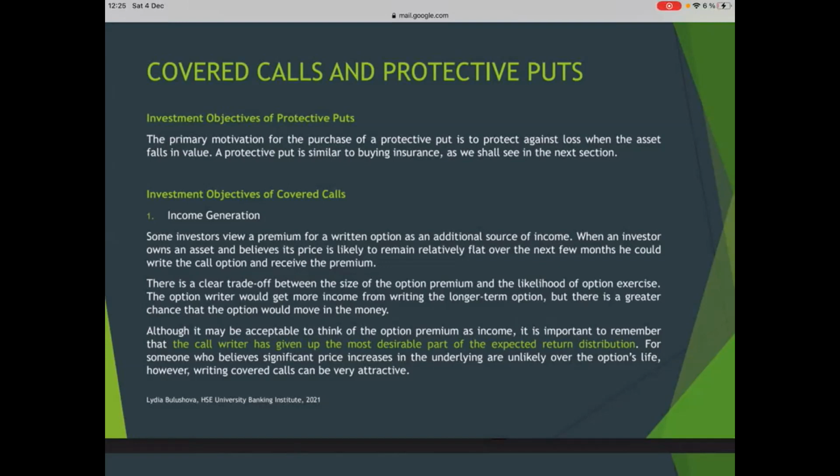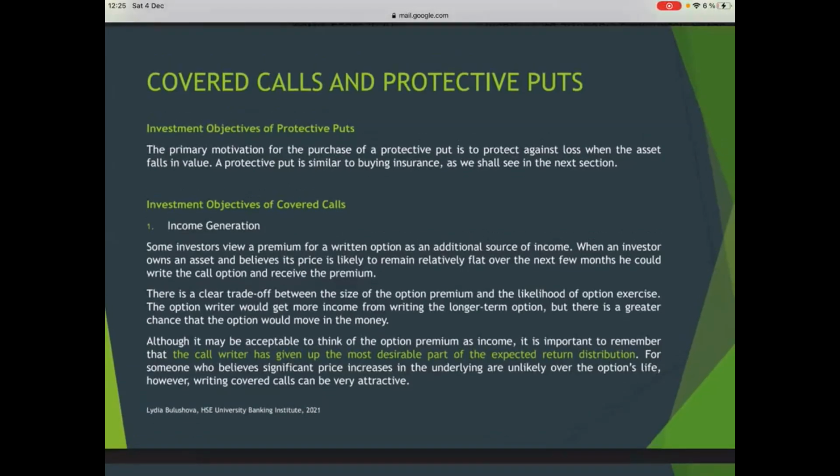So we can consider the option premium as income, and it is important to remember that the call writer has given up the most desirable part of the expected return distribution. So if I write a call, I cap my expected income. I won't get any profit from an asset price rise.